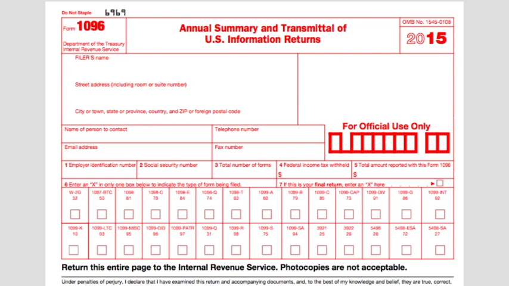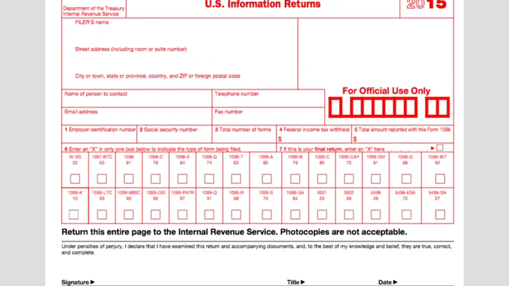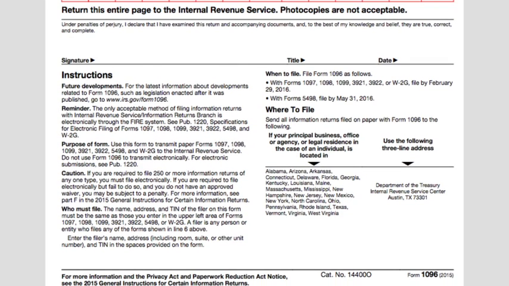And then where you file the form depends on what state your business is located in. So refer to the 1099 General Instructions section, where to file information, for the correct address to mail the form to.